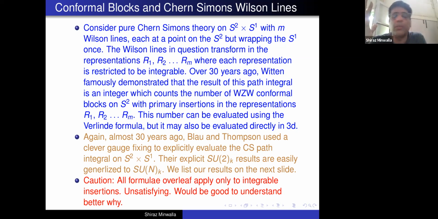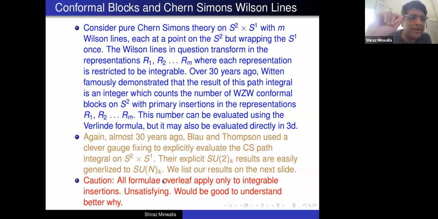Well, over 30 years ago, Witten famously demonstrated that this path integral computes the dimension of the space of conformal blocks of the WZW theory, whose primary fields are in representations R1, R2 up to Rn. Okay. So this dimension of the space of conformal blocks can be computed in many ways. One way is by using the Verlinde formula. Another way is by using direct path integral evaluation. All ways should give the same answer if you do them carefully.